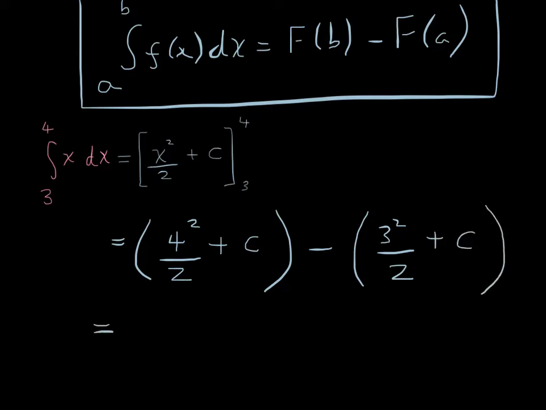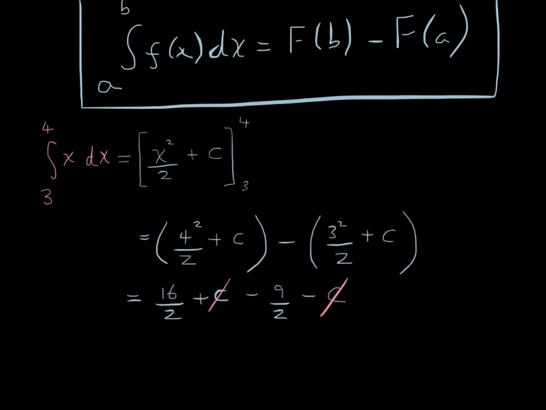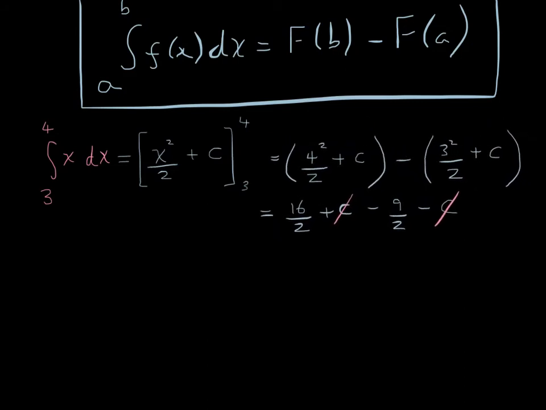which gives me 16 over 2 plus c, minus 9 over 2 and minus another c. This minus will hit both terms in this second bracket. So these c's are actually going to cancel out. And what you'll find in all definite integrals is that the constant of integration cancels out. And in fact, as you get more comfortable, you won't even bother to write it because it will always cancel out in a definite integral.